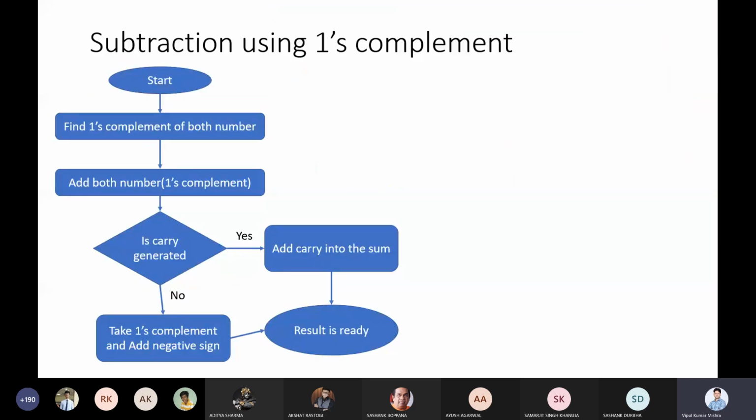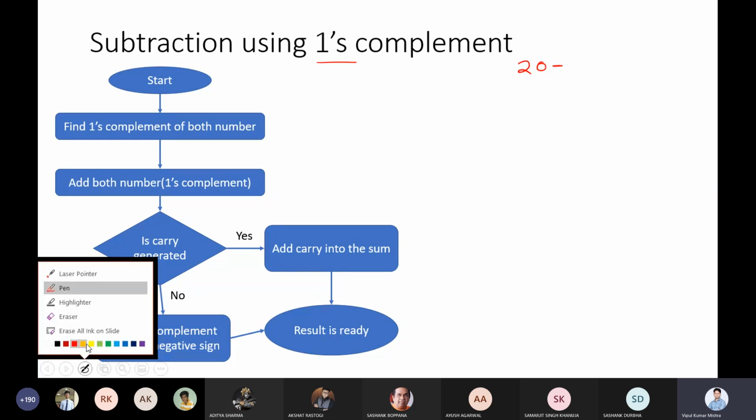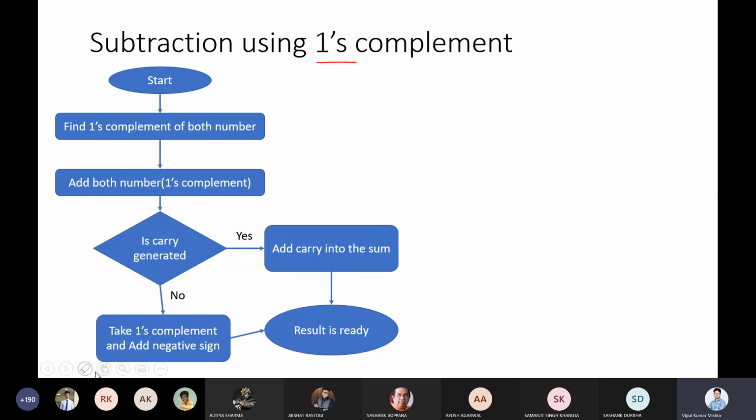Okay, let's take one quick example: how to subtract using ones complement. In the YouTube video, I took a first number larger than the second. So let me take one where the first is smaller, so that we can cover this case as well. Suppose I want to compute 5 minus 15. This is what we want to solve using ones complement.